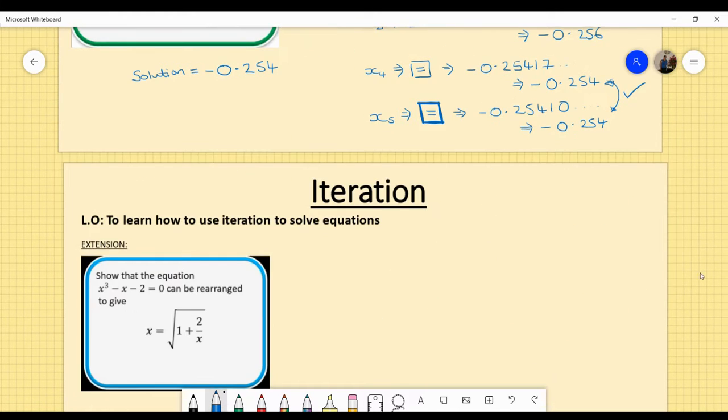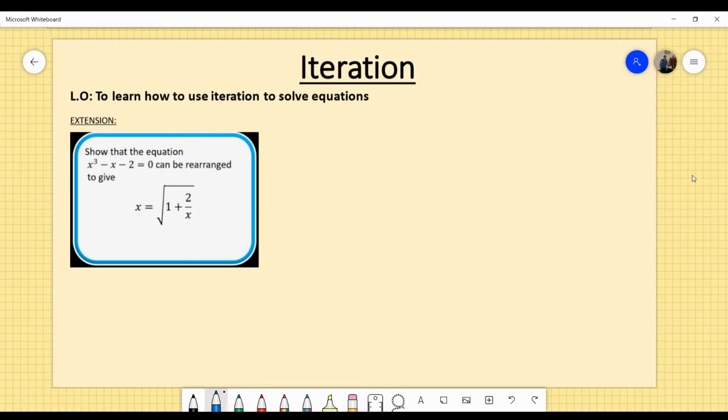And now I want to show you some of the trickier questions. So this is a little bit of an extension challenge to make sure that you can perhaps rearrange an equation to give an iterative formula. Okay, so I want you to have a think about what is it you would need to do to the equation x cubed minus x minus 2 equals 0 to try and make it look like x equals the square root of 1 plus 2x. Give it a go, play around with it a little bit, see how far you can get, and then when you're ready for me to go through it with you, I'll show you how.